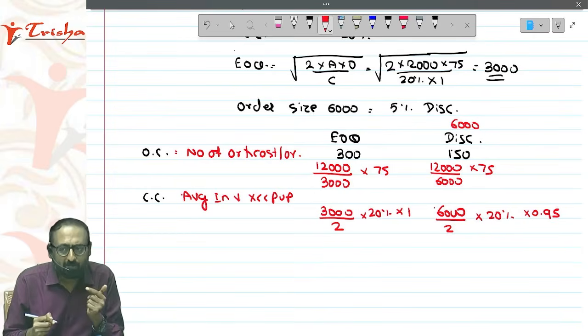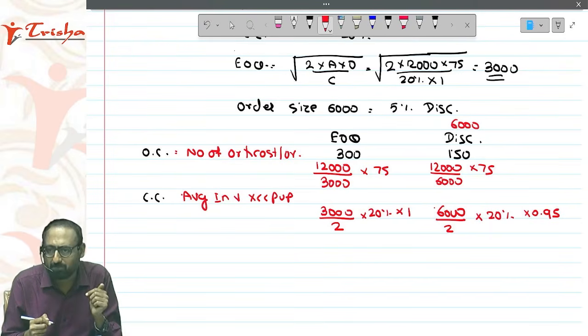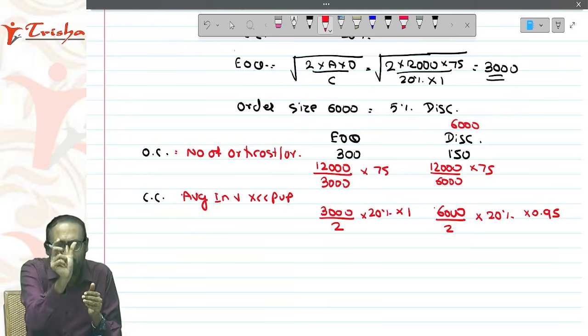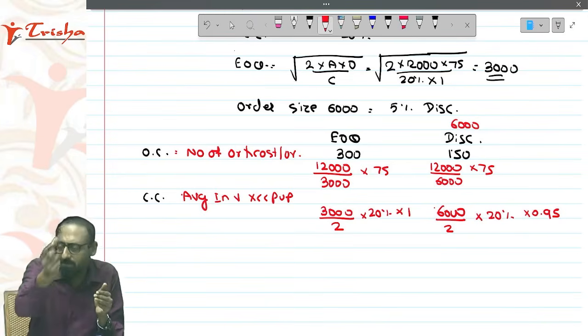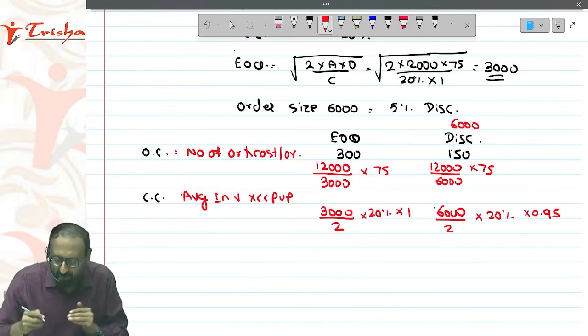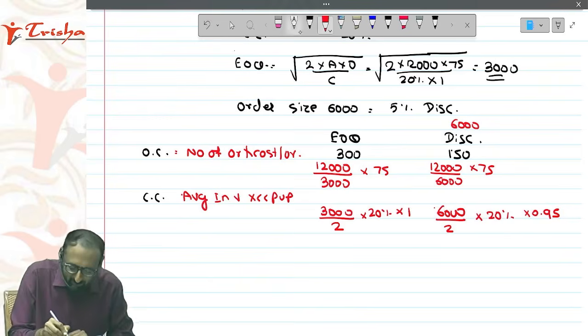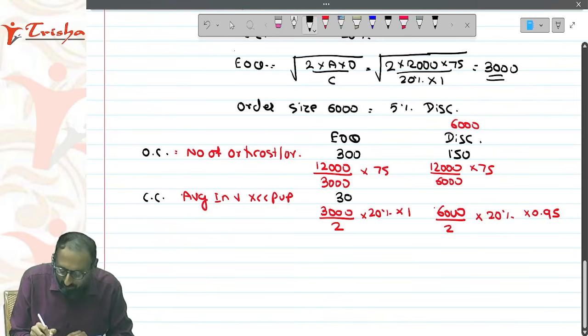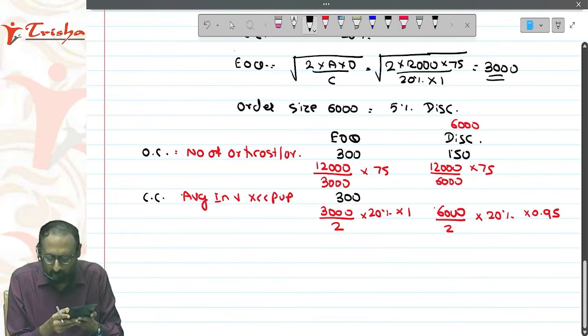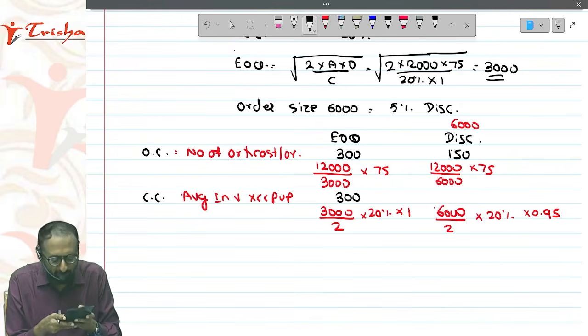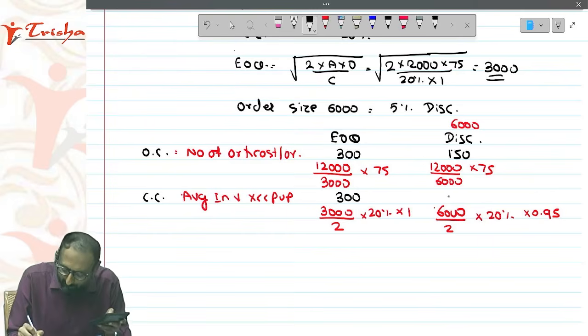So carrying cost will change as per discount policy, or carrying cost will not change as per the discount policy? Will change, because carrying cost is given in percentage. We apply that percentage on purchase price. If purchase price changes, automatically carrying cost will also change. So tell me, in the first column your answer will be 300 only, correct? In the second column, what will be your answer, guys? 6000 divided by 2 multiplied by 0.20 multiplied by 0.95. Is it 570, Prabhu?